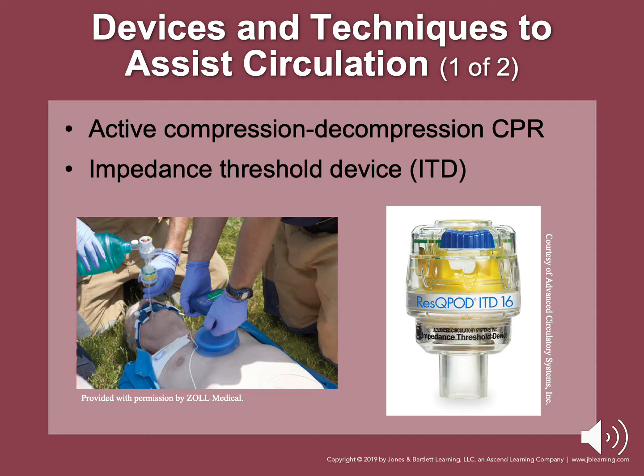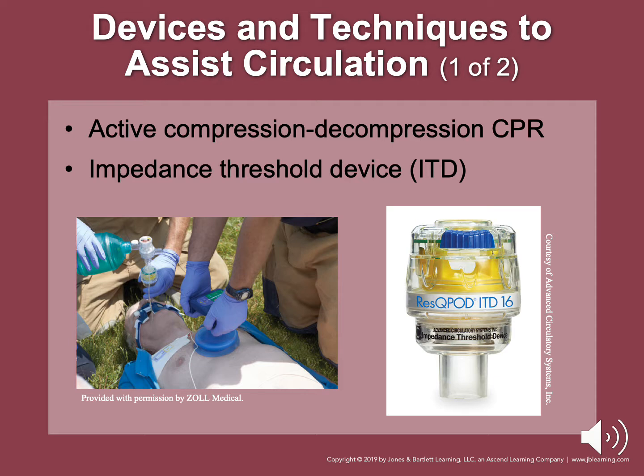Active compression decompression CPR: compression of the chest, then actively pulling it back up into the neutral position. It features a suction cup that is placed in the center of the chest. After compression of the chest to proper depth, the rescuer pulls up on the handle of the device to provide active decompression of the chest.